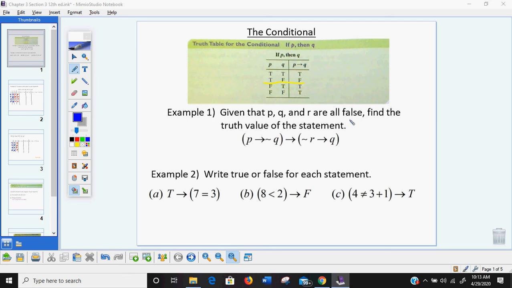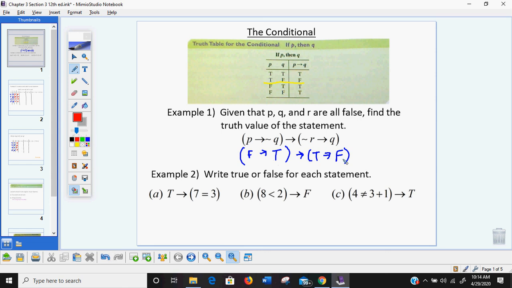Given that P, Q, and R are all false, find the truth value of the following statement. Okay, so P's a false. Now, if Q is false, not Q would be true. So we have if false, then true, then not R, if it's false, that's going to be true, then Q was false.